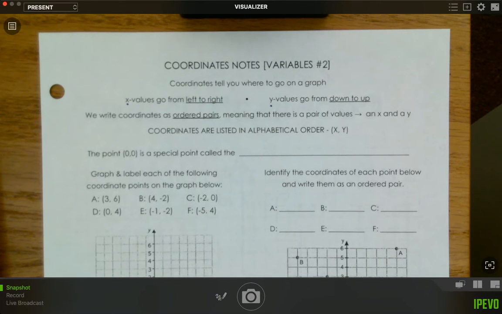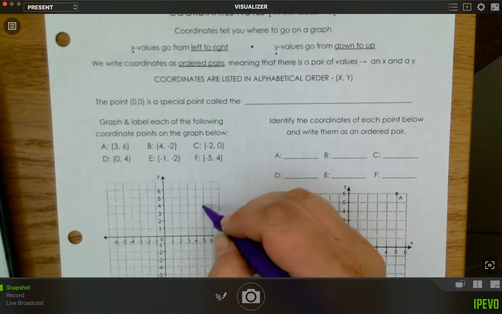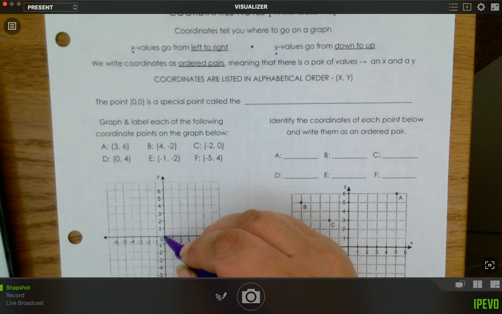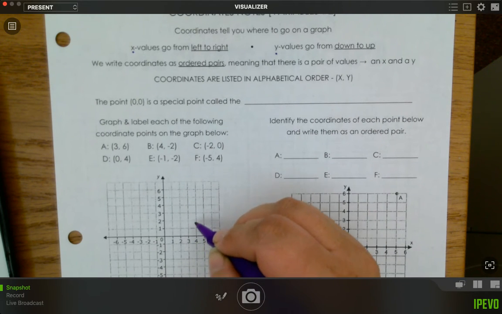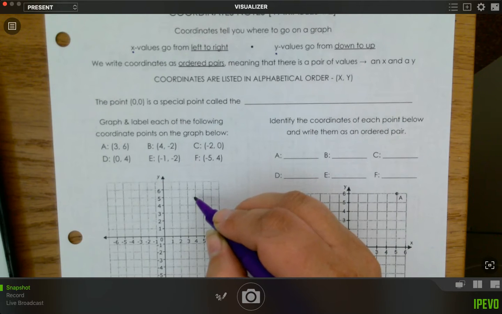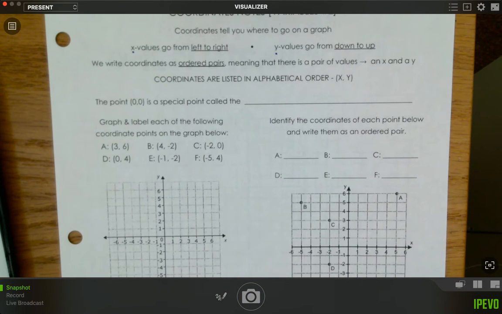So, for example, if I was going to ask you how to get to this point right here from this point right here, you would probably tell me you would be going left 4, up 5. That is a coordinate. They're just directions.